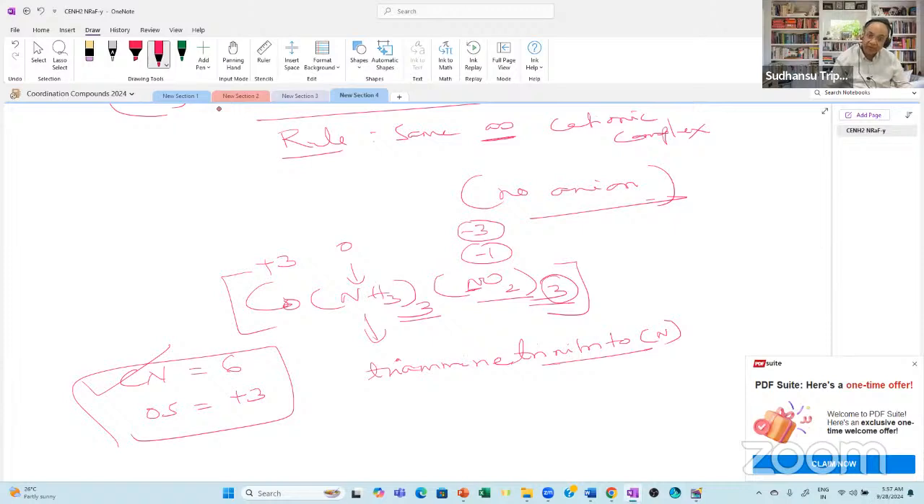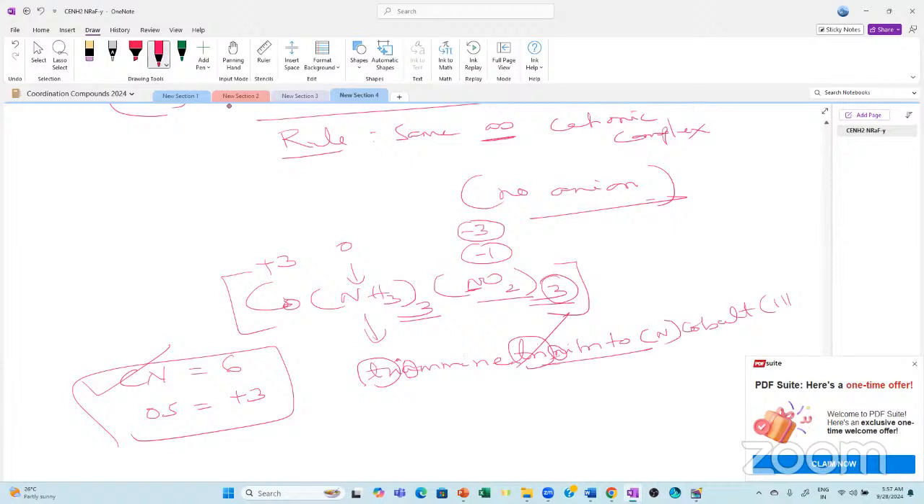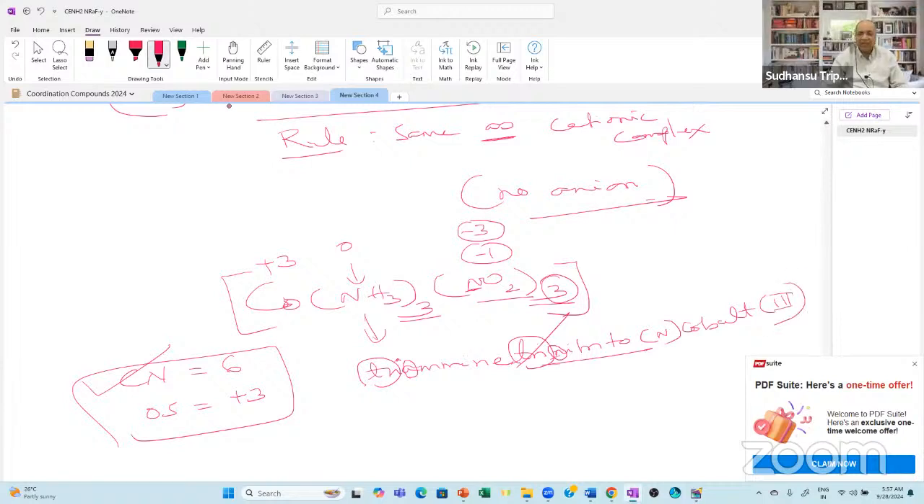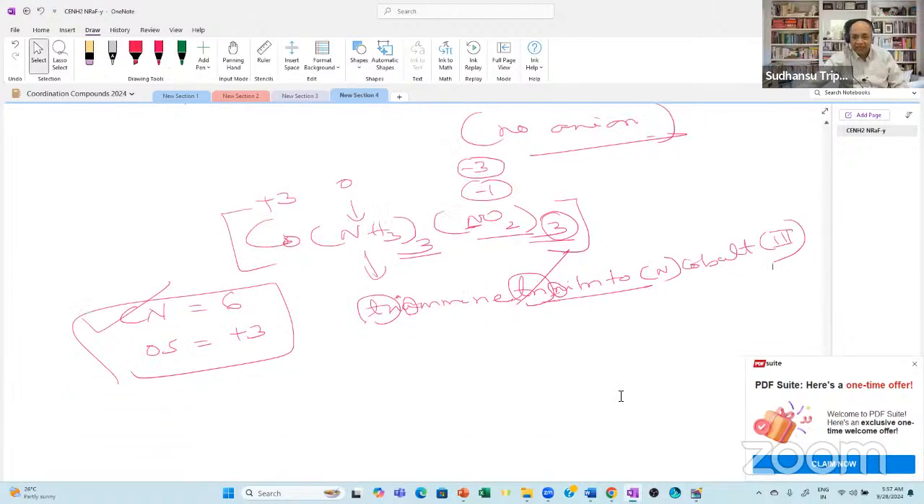People are writing, even in the book, you find NO2 is for nitro. But I will tell both. Write the latest rule. So triamine, this A is considered for alphabetic ordering. This N is considered, the tri, and tri are not considered for alphabetical ordering. So triamine, trinitrito-N, then comes cobalt, cobalt(III). That's it. No anion is there, so it is similar to the cationic complex.